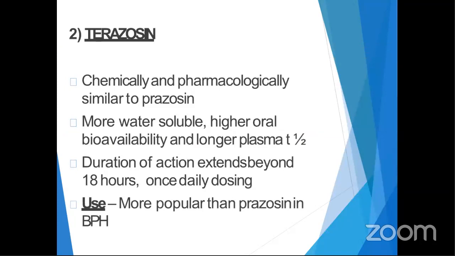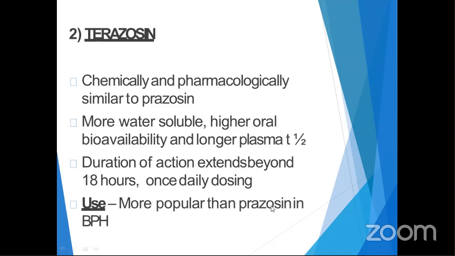The first drug is terazosin. It is chemically and pharmacologically similar to prazosin. It's more water soluble, with higher bioavailability and a longer plasma half-life. That's a very important point. As compared to prazosin, it has a longer plasma half-life, so we can give it once a day. Duration of action extends beyond 18 hours, so we can give it once a day.